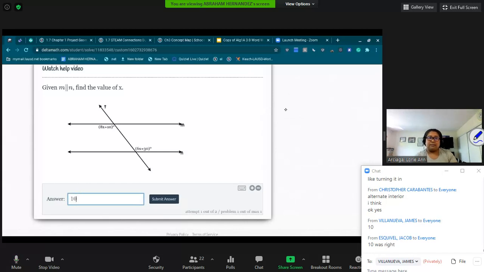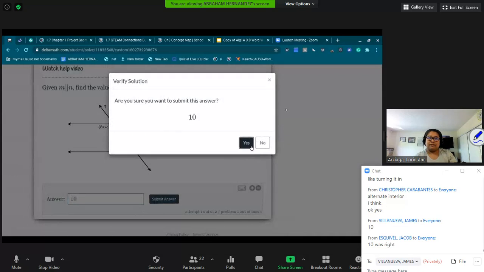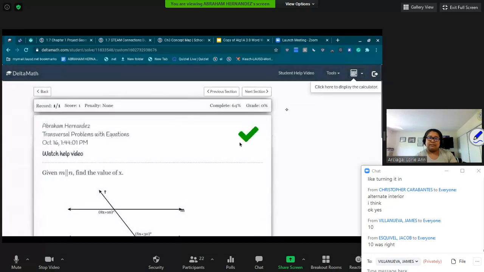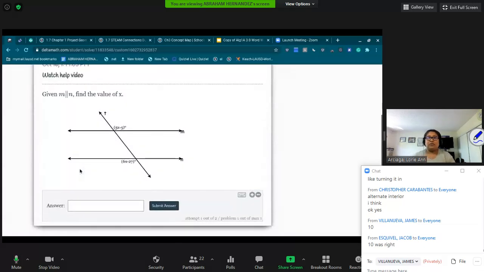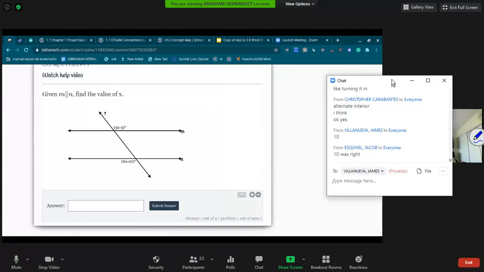All right. There you go. And you make them equal to each other. Next one. What kind of angles are these?